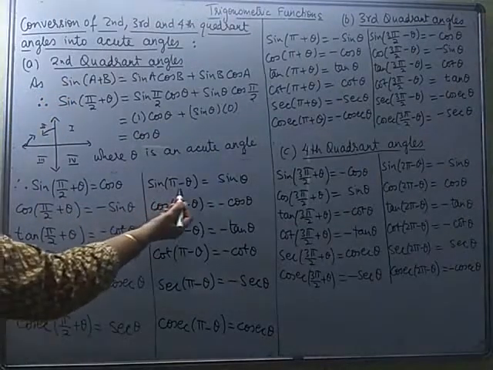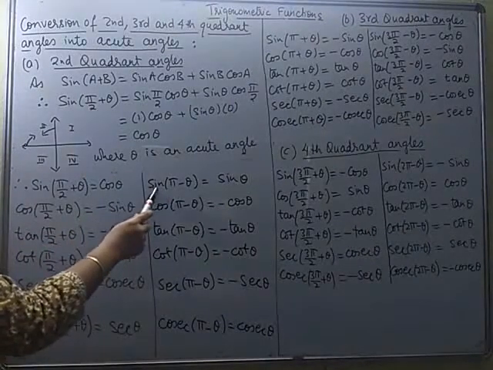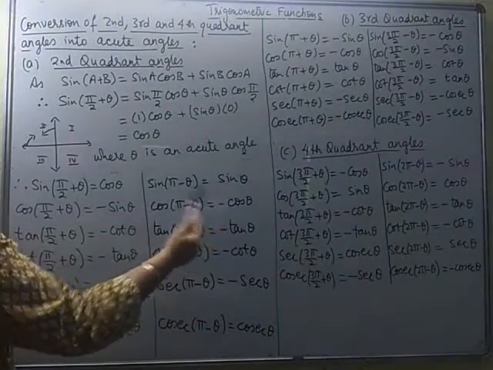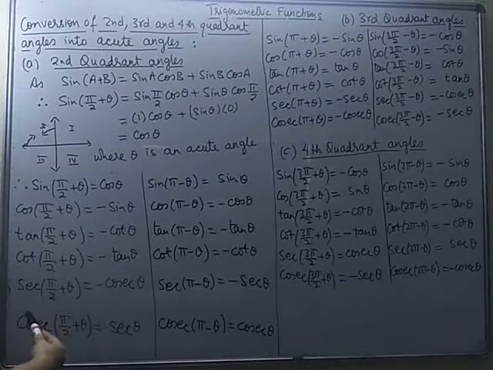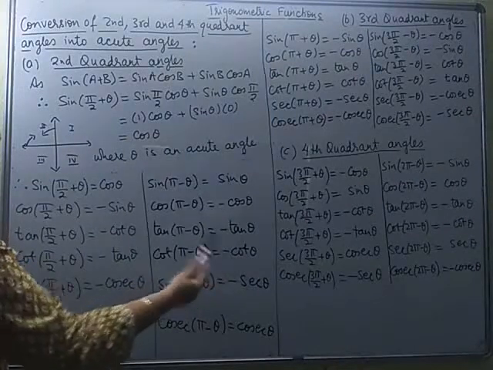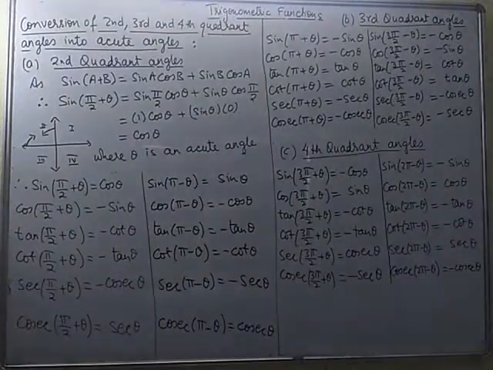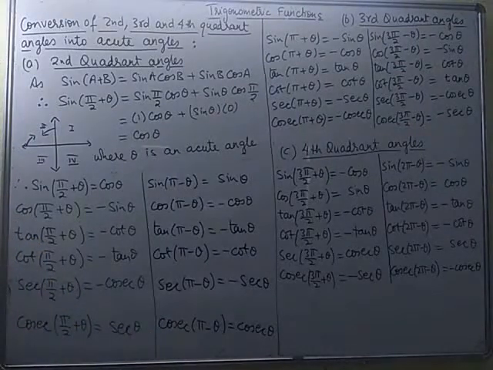We can derive this using the formula sine A minus B. So you will find sine pi minus theta comes out to be sine theta, cos pi minus theta is minus cos theta, then tan pi minus theta is minus tan theta, cot pi minus theta is minus cot theta. In the same way, sec pi minus theta is minus sec theta, and cosec pi minus theta is cosec theta.